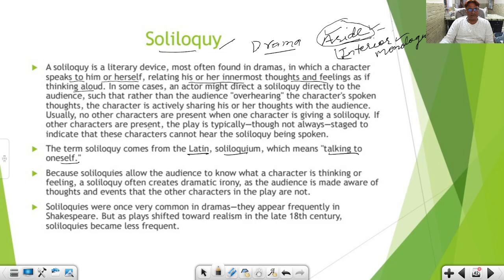So, if other characters are present, the play is typically, though not always, staged to indicate that these characters cannot hear the soliloquy being spoken. Okay, so this happens during the play, at the time when the play is being staged. Soliloquies allow the audience to know what a character is thinking or feeling. A soliloquy often creates dramatic irony. Irony, we will discuss it later.